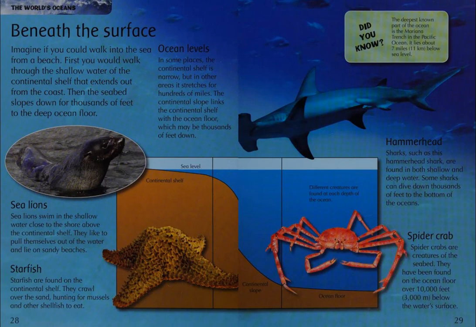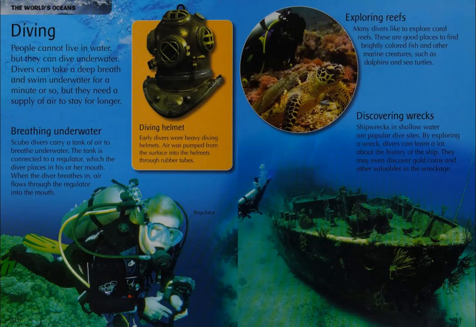Did you know? The deepest known part of the ocean is the Mariana Trench in the Pacific Ocean. It lies about 7 miles, 11 kilometers, below sea level. Diving. People cannot live in water, but they can dive underwater. Divers can take a deep breath and swim underwater for a minute or so, but they need a supply of air to stay for longer.